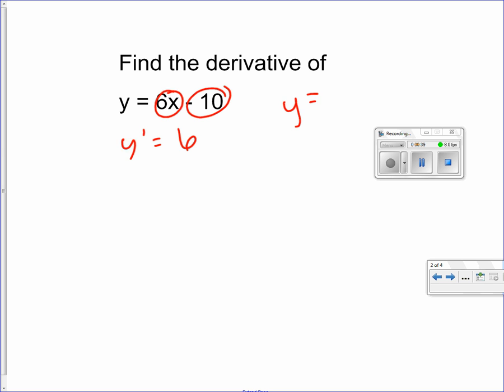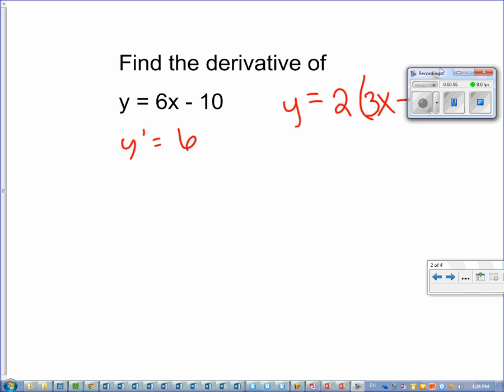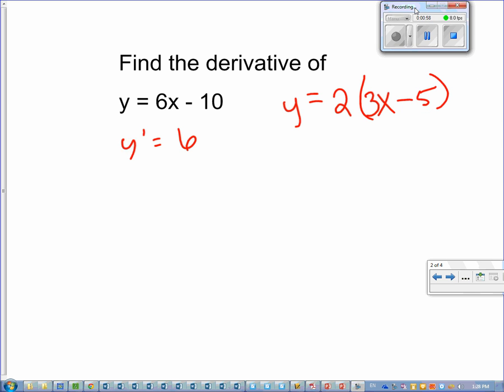But we could also write y as, let's see, there's a GCF there of 2. So I could also write y as 2 times 3x minus 5. Because if I distribute that 2, it'll give me back 6x minus 10. And really what's happening here is I have a composite function where the outside function is 2 times the input, and then the input is 3x minus 5. So I could rewrite y as 2u if u is my input of 3x minus 5.